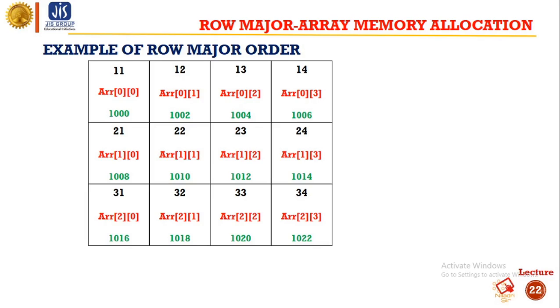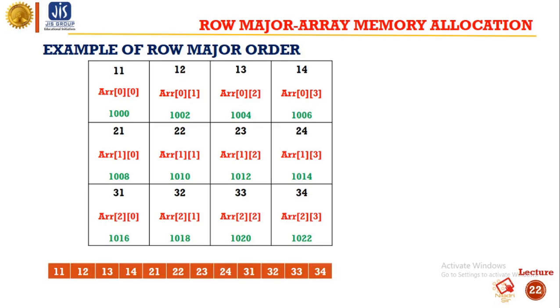Okay, and these are the index values: 00, 01, 02, 03, 10, 11, 12, 13, 20, 21, 22, 23. These are the index values. Okay, now how to find out these values using the formula.